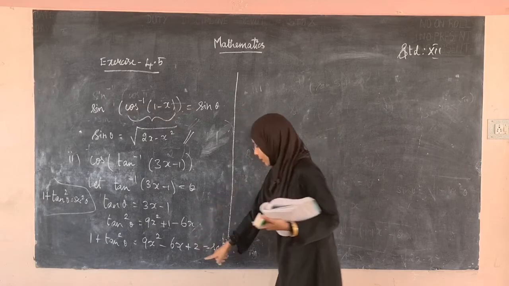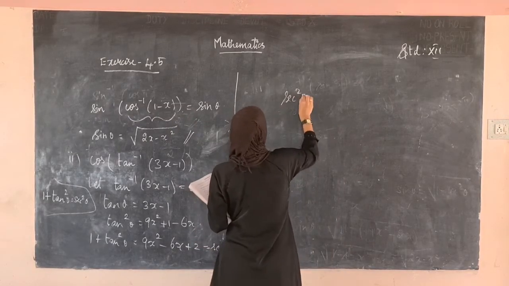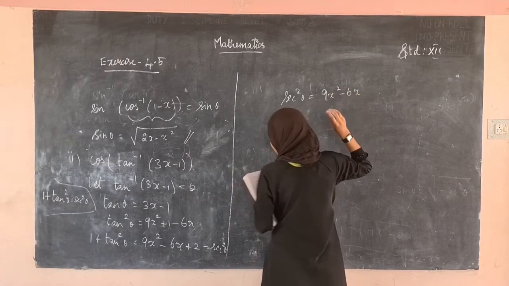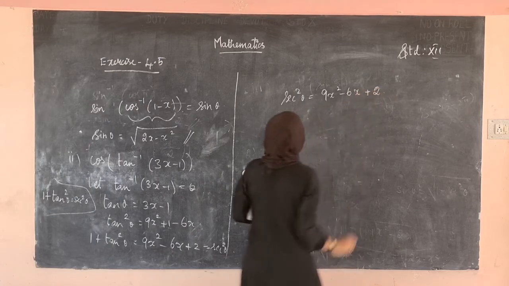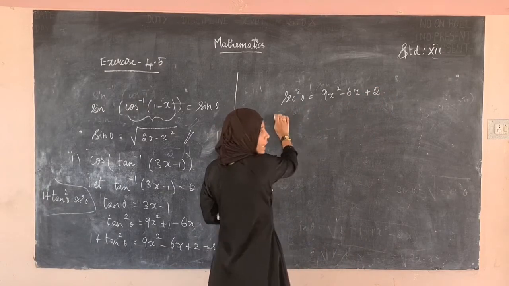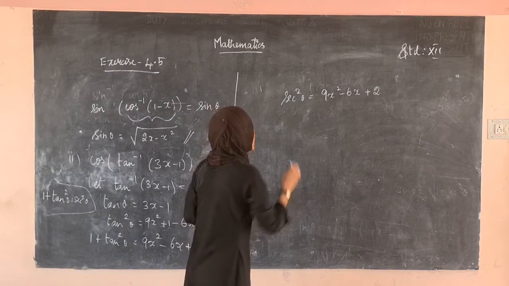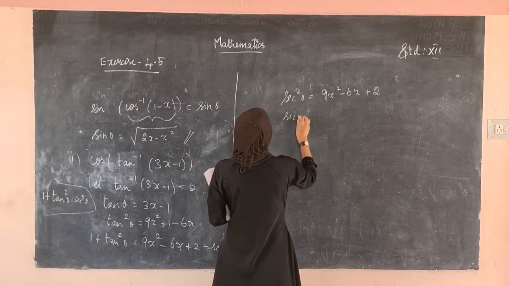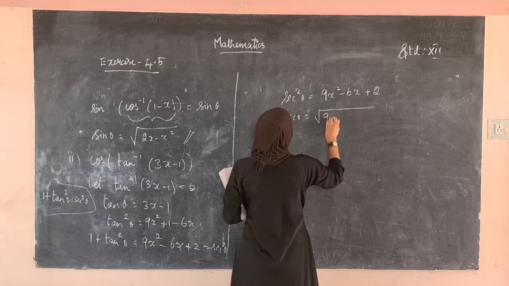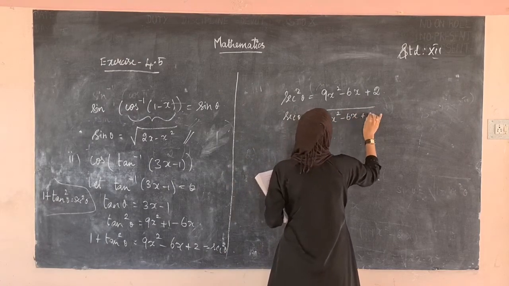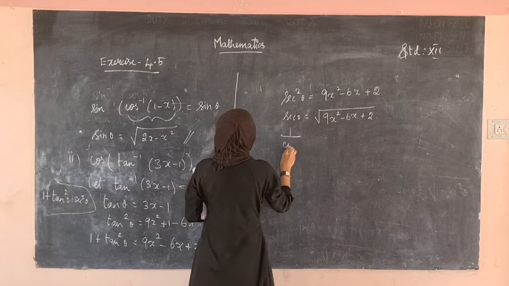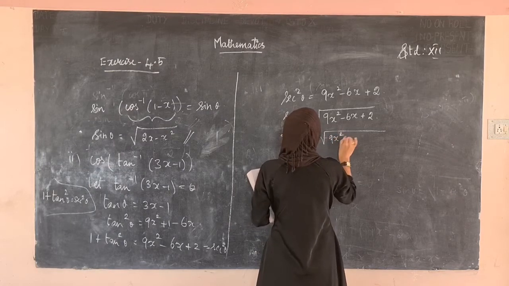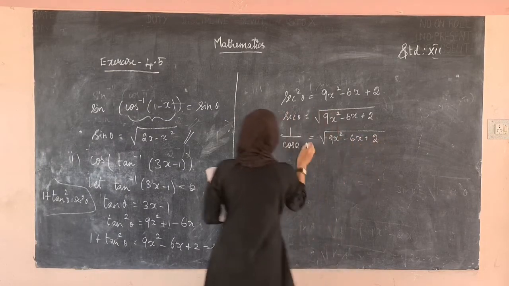Now see here, what we have found? Secant square theta is equal to 9x square minus 6x plus 2. Secant theta is 1 by cos theta. Taking square root on both sides, secant theta will be equal to square root of 9x square minus 6x plus 2. Then secant theta can be written as 1 divided by cos theta, which is equal to root of 9x square minus 6x plus 2. We have to find only cos theta.